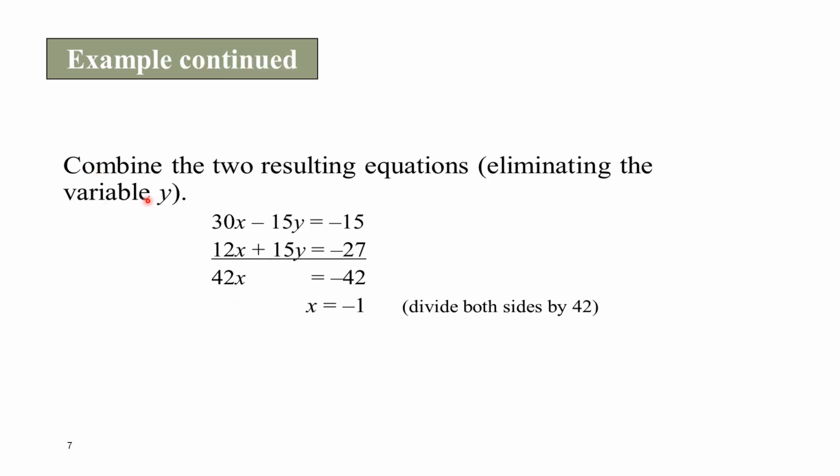Okay, let's continue. Combine the two resulting equations by eliminating the variable y. So this time we eliminate the variable y. 30 plus 12 is 42. Negative 15 plus negative 27 is negative 42. Divided by 42, that's why we got x equals negative 1. So this is correct.